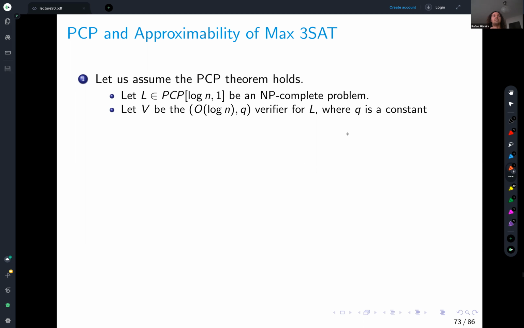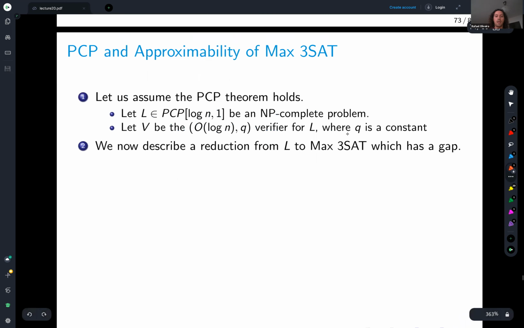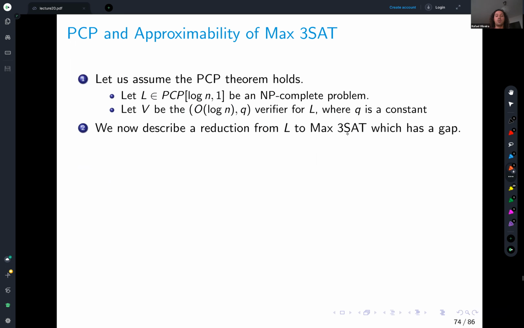And here, let's say that V is the O of log n, Q verifier for L, where Q is a constant, right? Because that's the definition. So this L has this verifier. And now here's what we do. Let's do a reduction from L to Max-3-SAT, which has a gap. And this will prove the hardness of approximation. Does that make sense? Just the same way that we did for the traveling salesman problem, right?